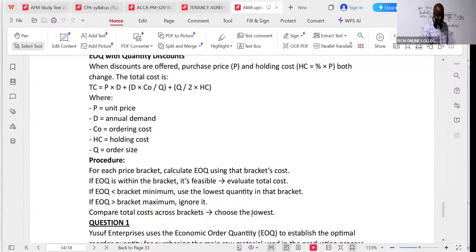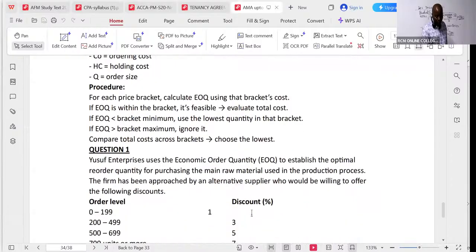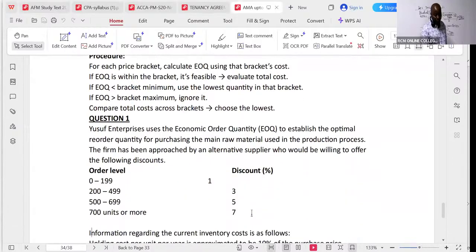I'm 100% sure nobody has understood this 100%. You shall only understand this, ladies and gentlemen, when I do this question down here. We are told Yusufu Enterprises Limited uses EOQ to establish the optimal reorder quantity for purchasing the main raw material used in the production process. The firm has been approached by an alternative supplier who would be willing to offer the following discounts. Order level 0 to 199, they provide 1% discount. 200 to 499, they provide 3% discount.